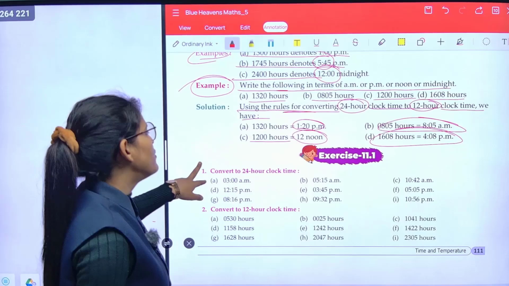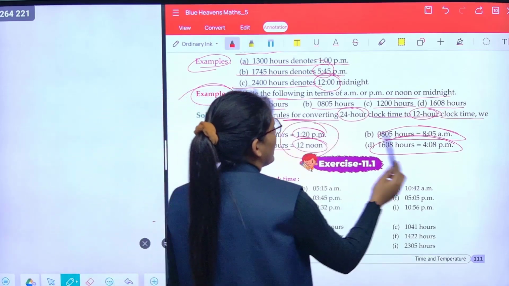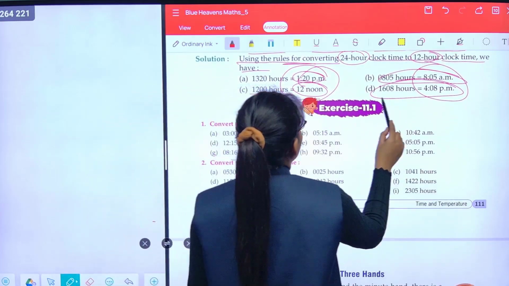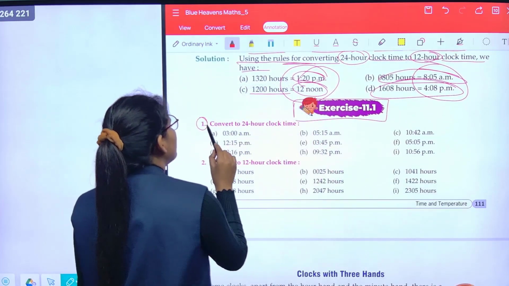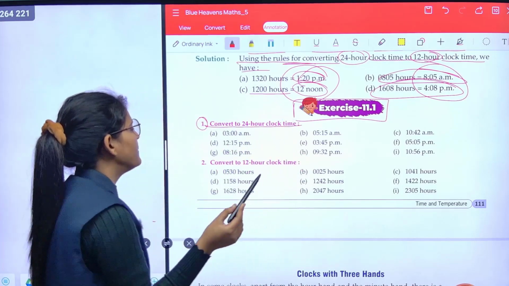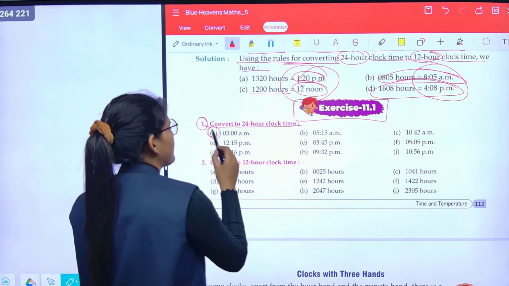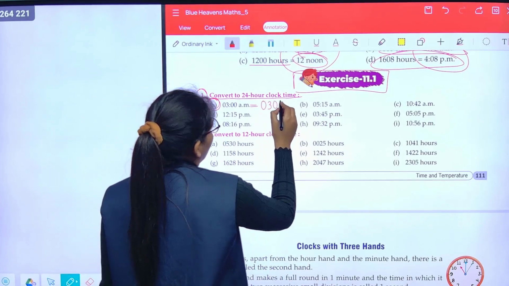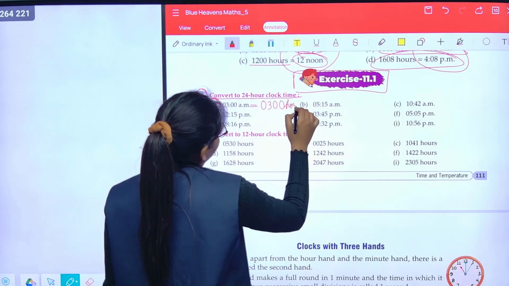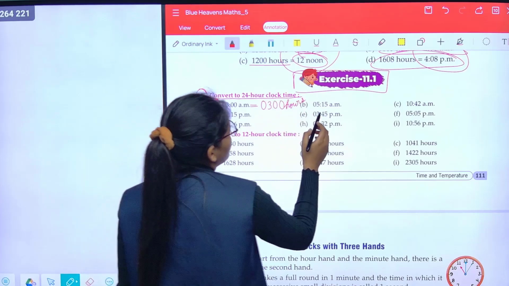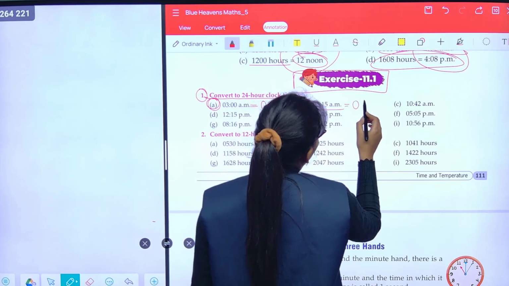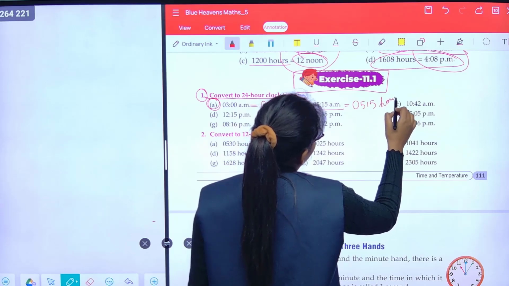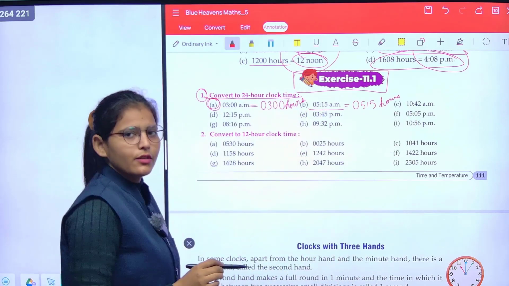अब हम उसको AM और PM में हमने convert किया है like this. Understand? Now come to the exercise 11.1. Question number 1, convert to 24-hour clock time. Class, 3 AM, so 03:00 hours. Now class, B, 5:15 AM, so 05:15 hours. Okay class, rest of the parts do yourself.